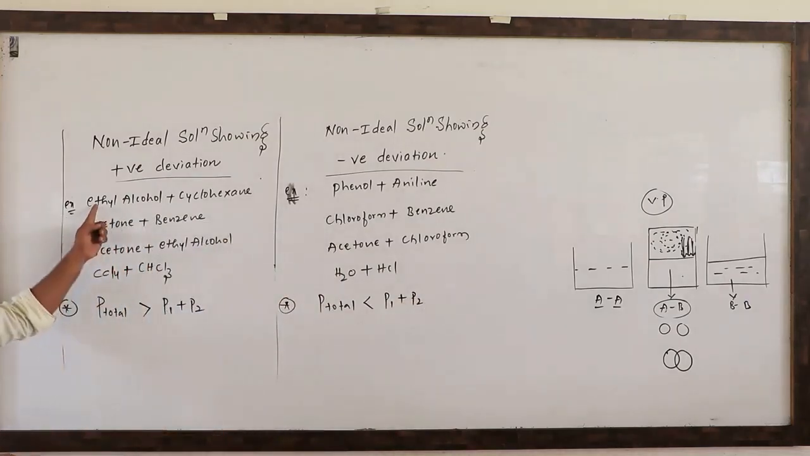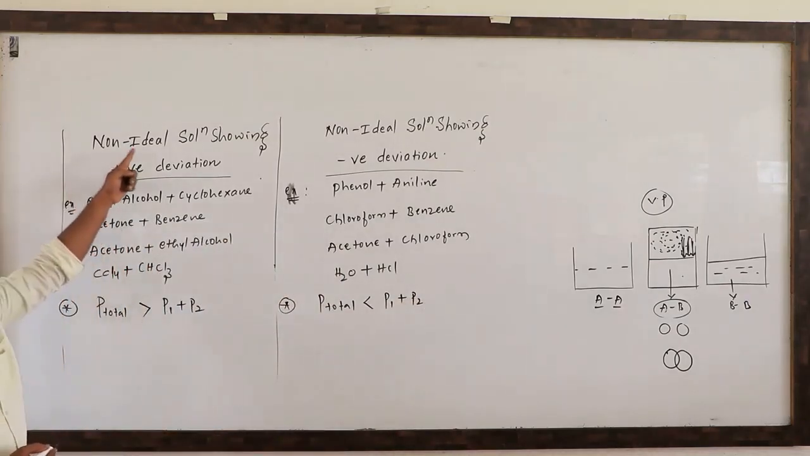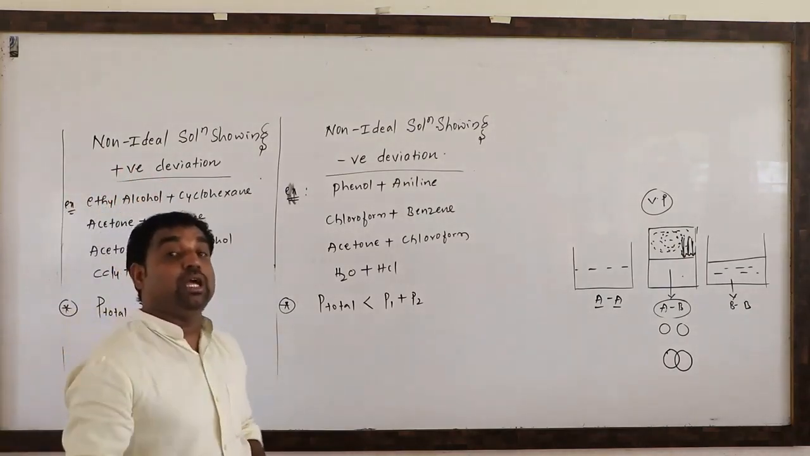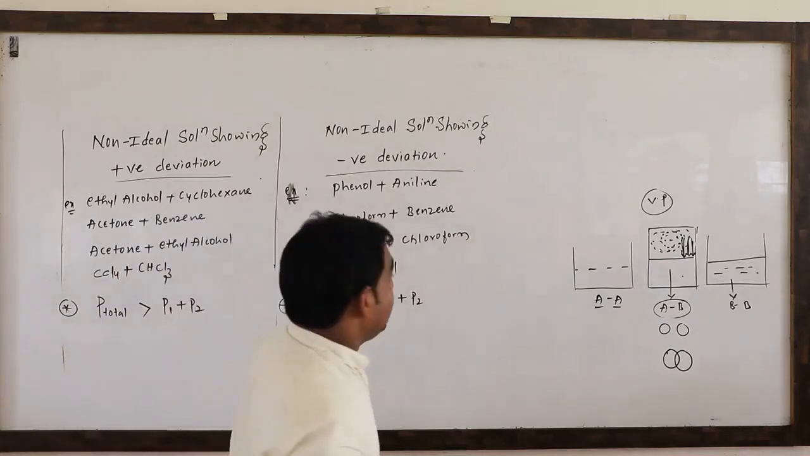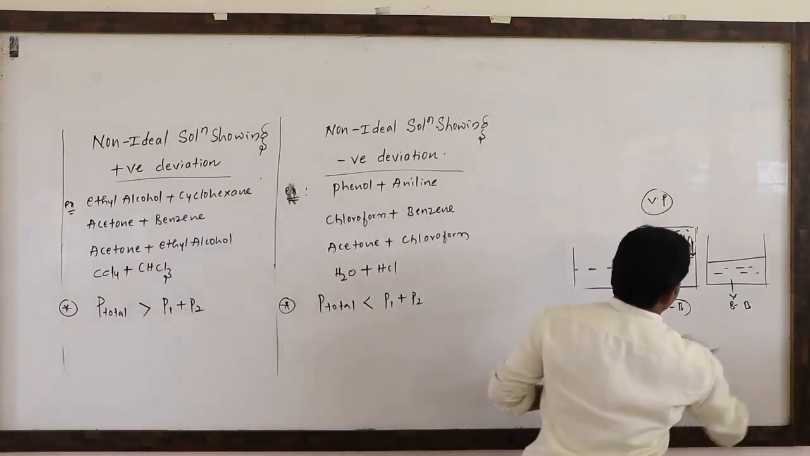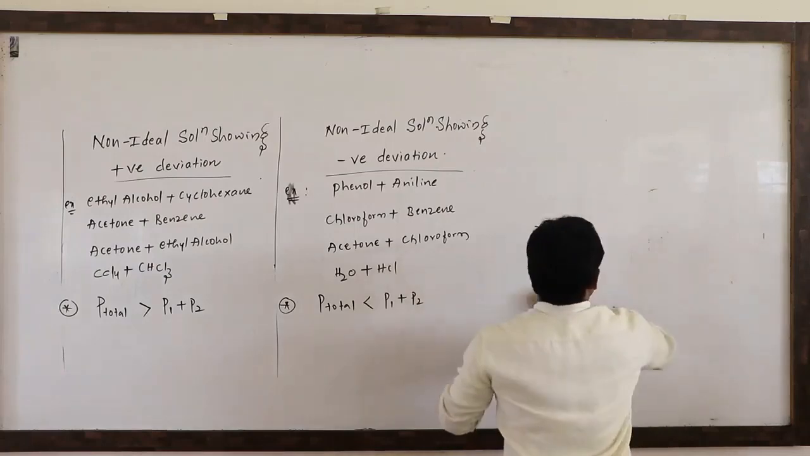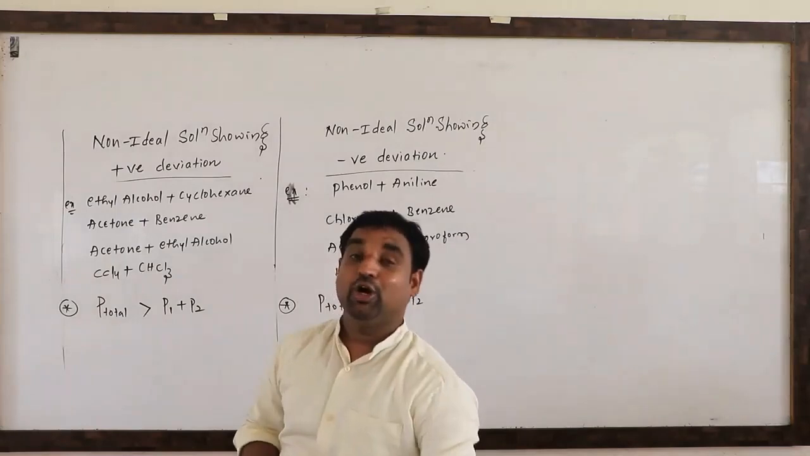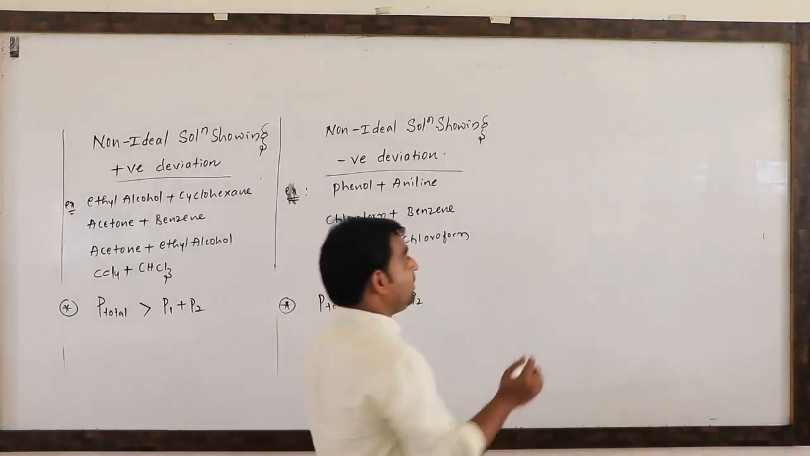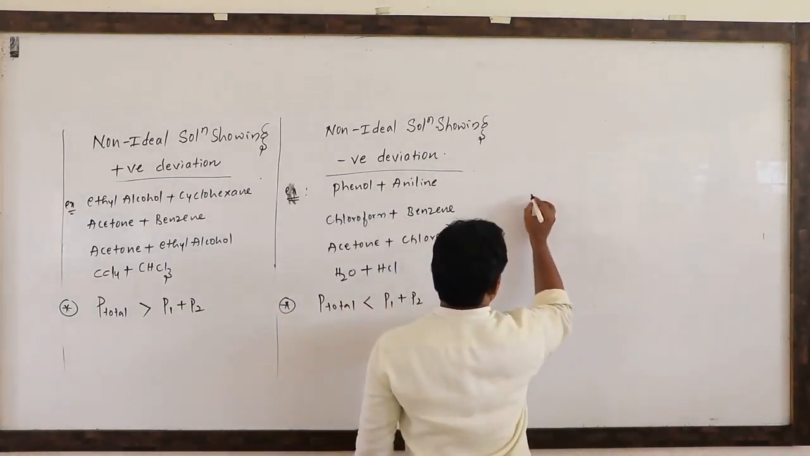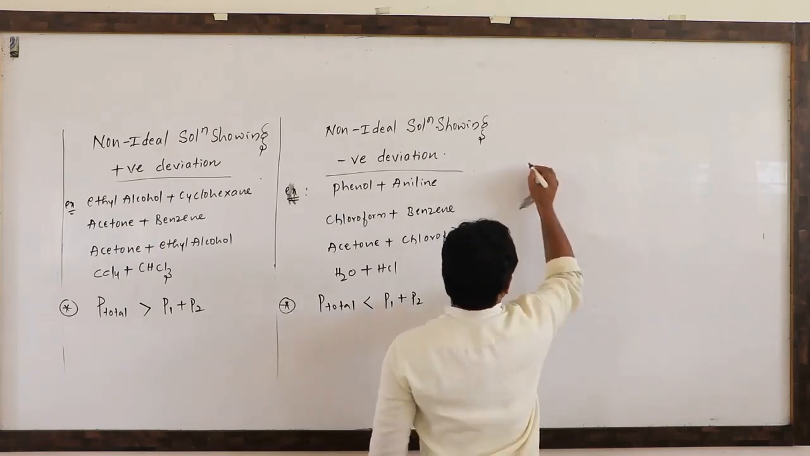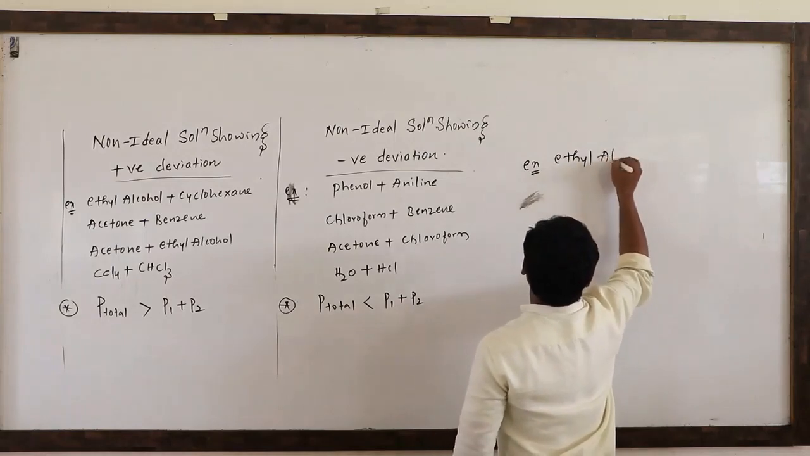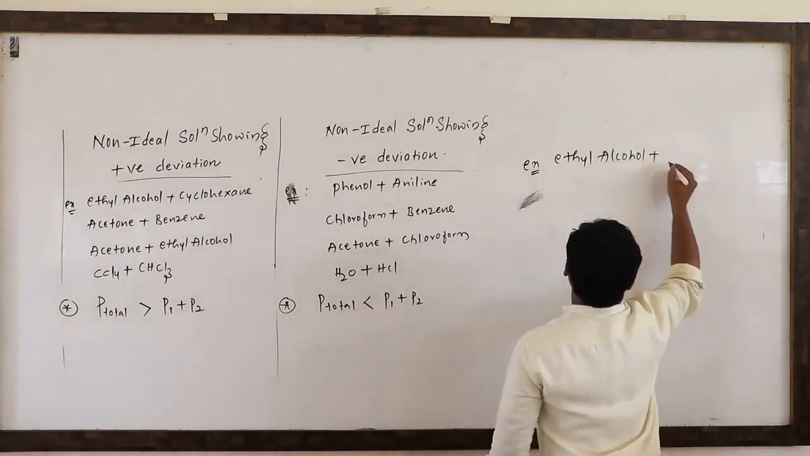Now we will explain one example of a non-ideal solution showing positive deviation, and how the vapor pressure will be more than predicted by Raoult's law. Take ethyl alcohol and cyclohexane. Ethyl alcohol has hydrogen bonds with other ethyl alcohol molecules. I will write the ethyl alcohol here. So the example is ethyl alcohol plus cyclohexane.